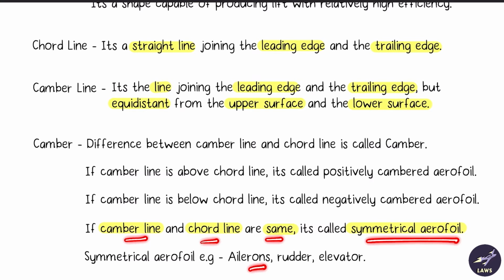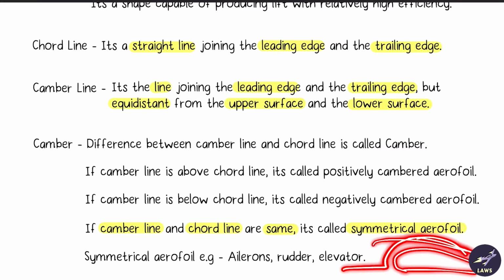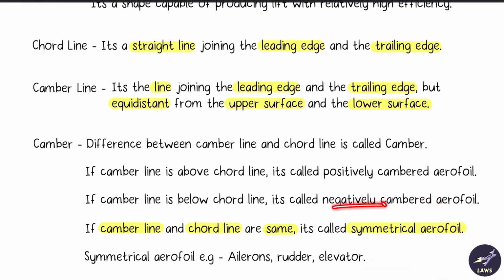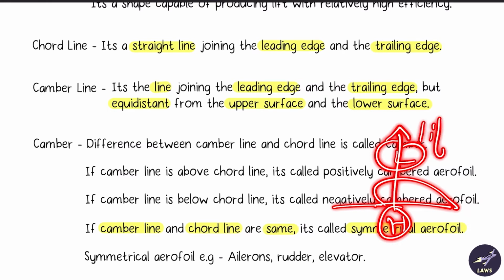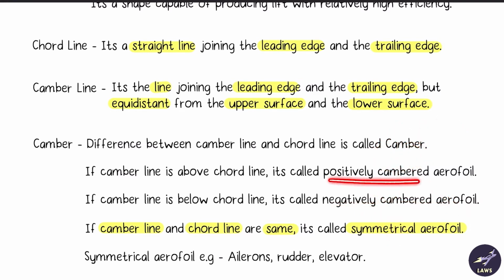Ailerons, rudder and elevator are examples of symmetrical aerofoils. They are symmetrical because they have a different function and the wing has a different function. For the wing, we want the airflow to accelerate. Only if it accelerates will we have a pressure drop here. So lower pressure, higher pressure, right? High to low pressure, we'll get the lift force. That is why we use a positively cambered aerofoil for the wing.